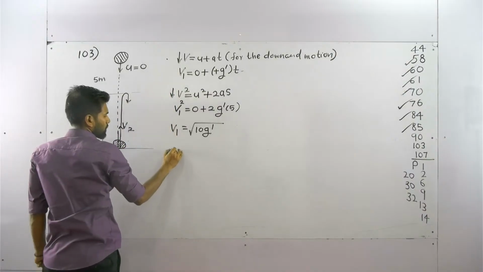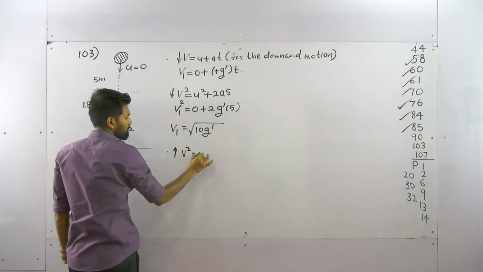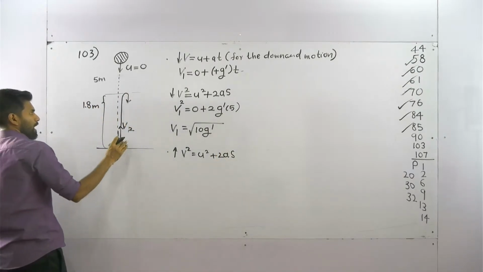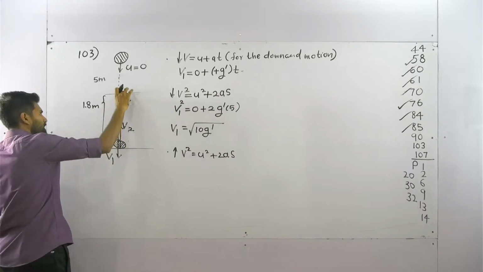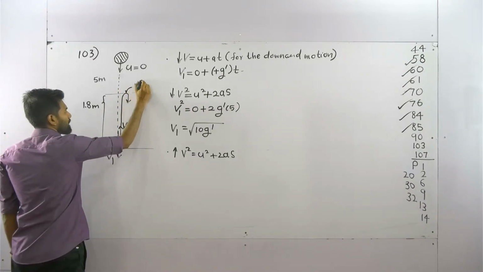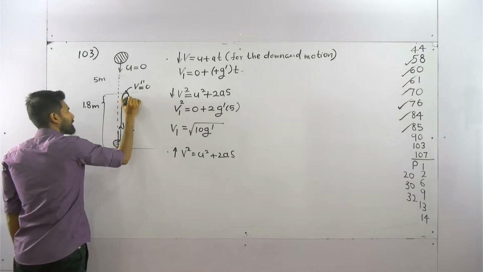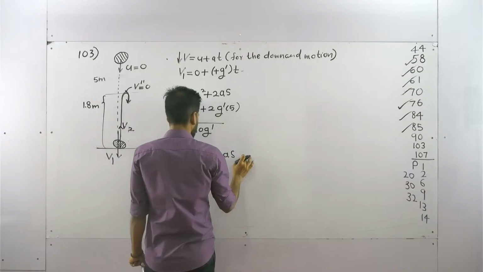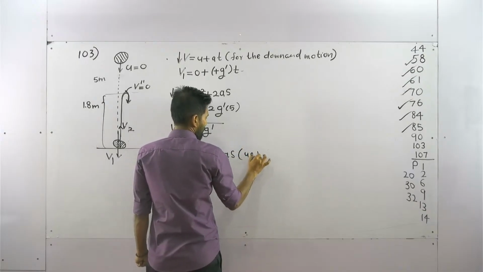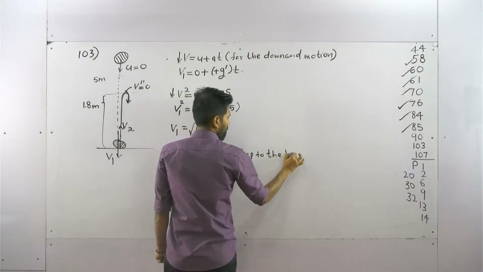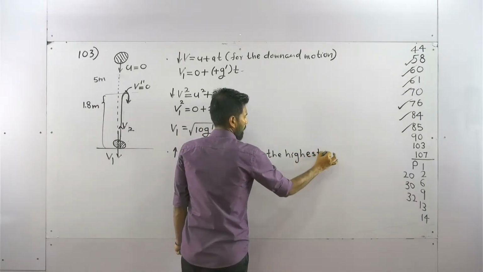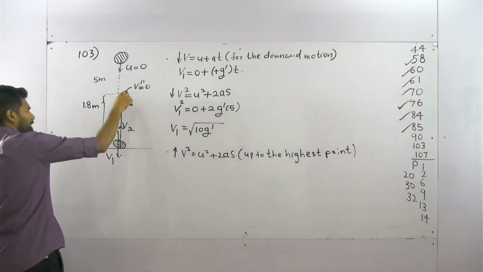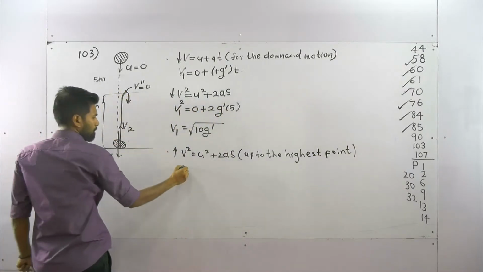And for this upward motion, I'm applying v square is equal to u square plus 2as again. It reached up to a 1.8 meter height. At the 1.8 meter height, its velocity will become 0 and it will turn back again. So in the upward motion, I'm applying v square equals u square plus 2as up to the highest point. At the highest point, velocity is 0.